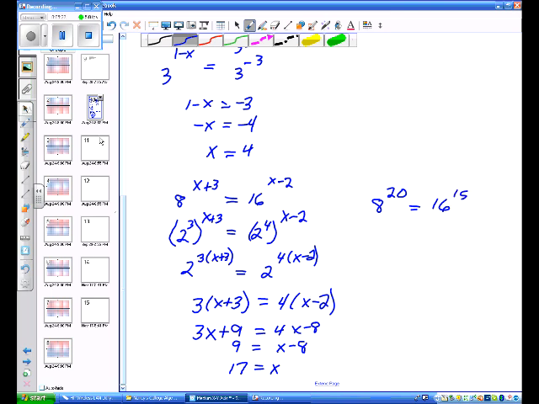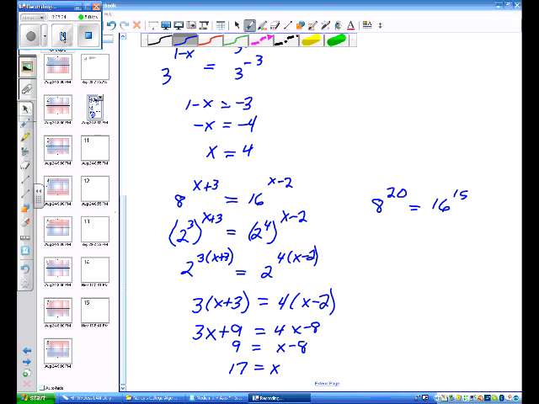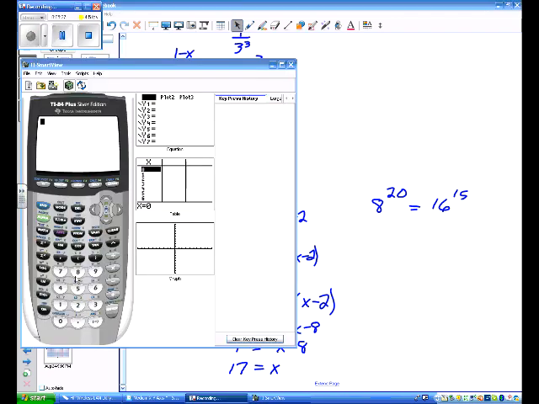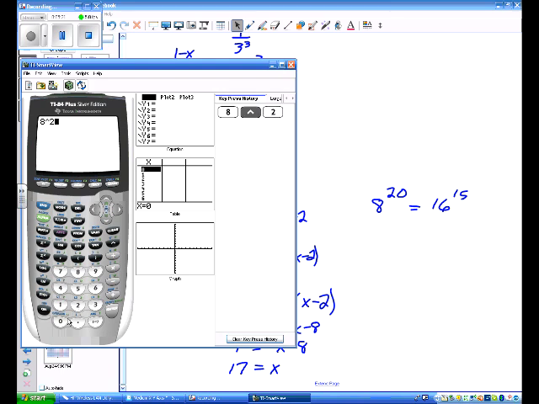Okay, let's get our calculator and just check that one. All right, we've got our calculator now, so let's just check it. 8 raised to the 20th. Okay, now it equals a huge number. It's that times 10 to the 18. And then 16 raised to the 15th. And we see that we get the same answer.